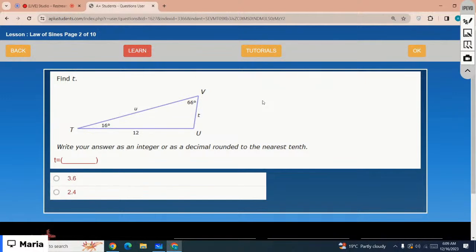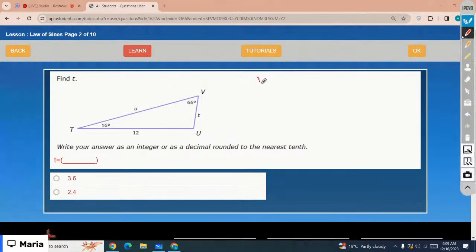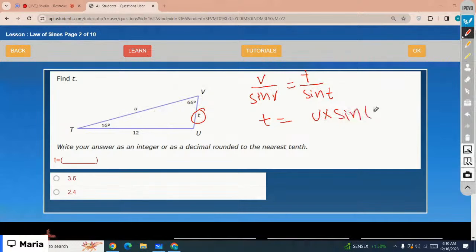You need to calculate the side T. You are given angle V and side V, and you need to find T, and you are also given angle T. So just use V divided by sine V equals T divided by sine T. You have to evaluate T. So T equals V times sine T divided by sine V. V is 12, angle T is 16, and angle V is 66. Just do the calculations and see which is the correct option.